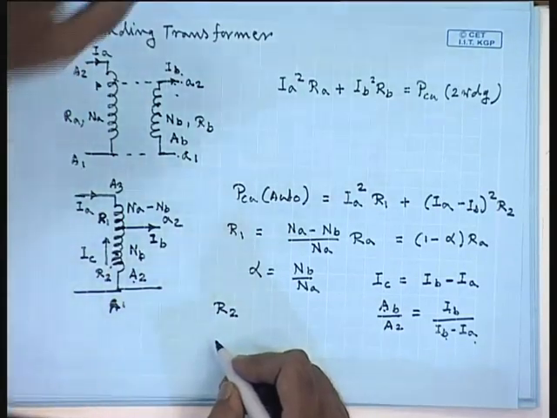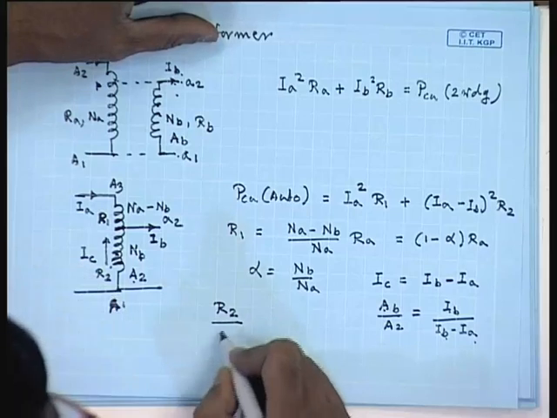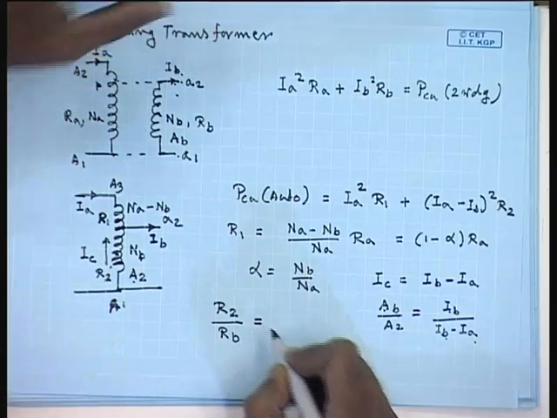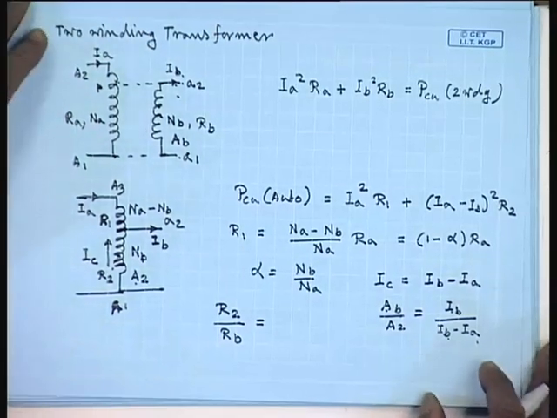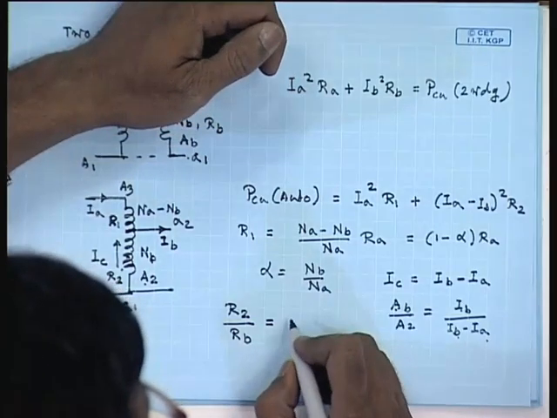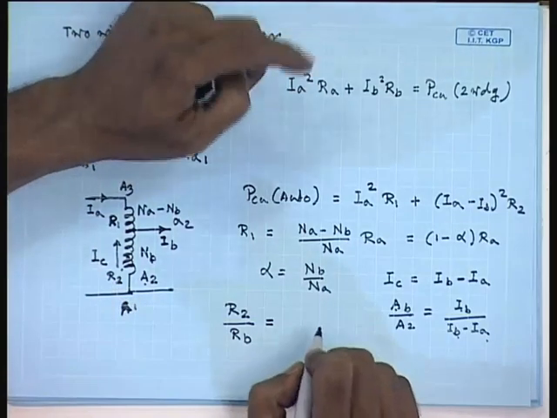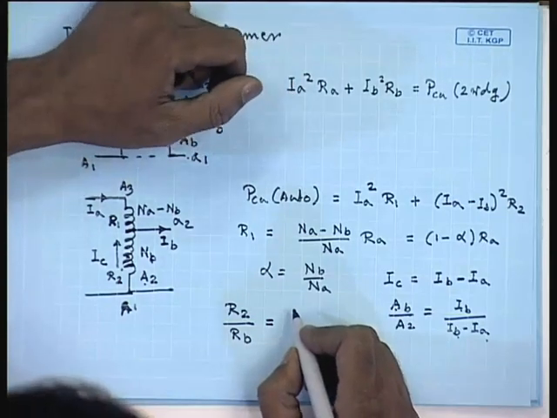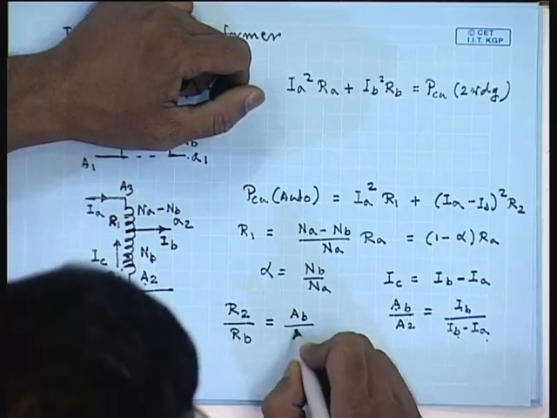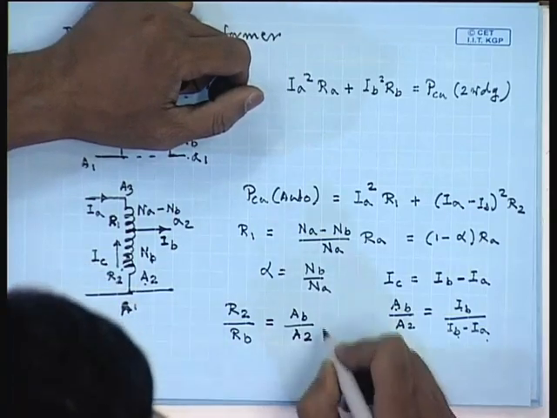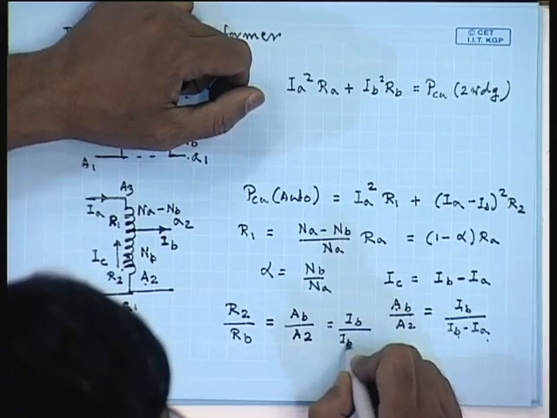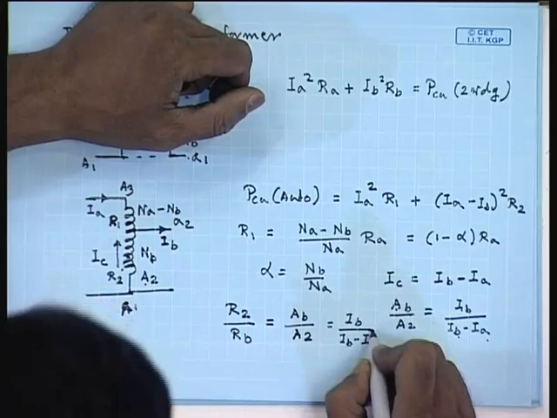Now, R2 by RB: resistance is inversely proportional to the cross sectional area. R2 by RB equal to AB by A2, that is equal to IB divided by IB minus IA.